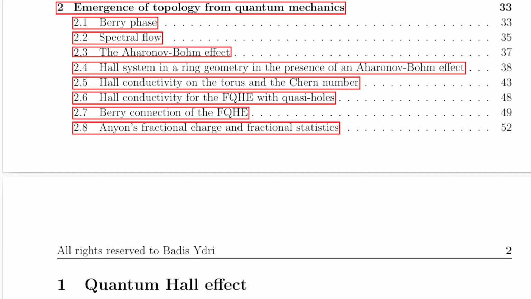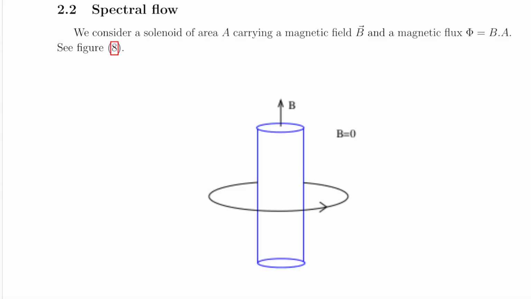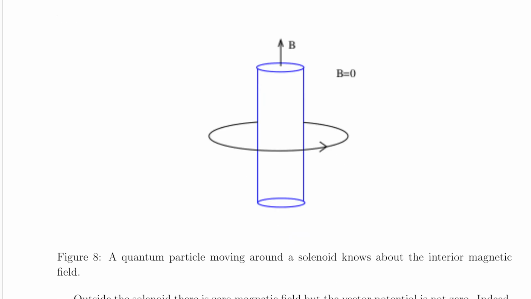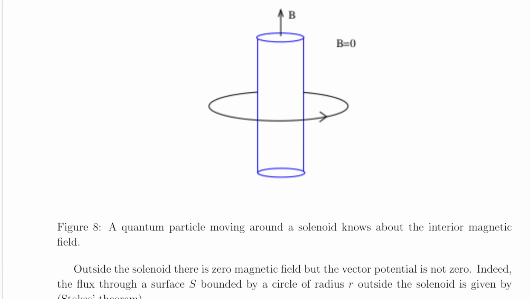Spectral flow. Let's walk through an important example, spectral flow. Imagine a solenoid, a coil of wire carrying a magnetic field inside it. The magnetic flux through the solenoid is called phi. Outside the solenoid, there is no magnetic field, but the vector potential is not 0. This hidden influence affects quantum particles moving around the solenoid.